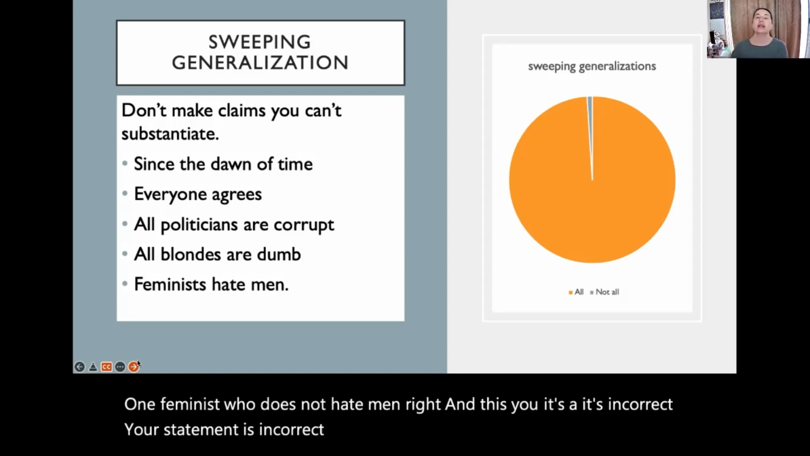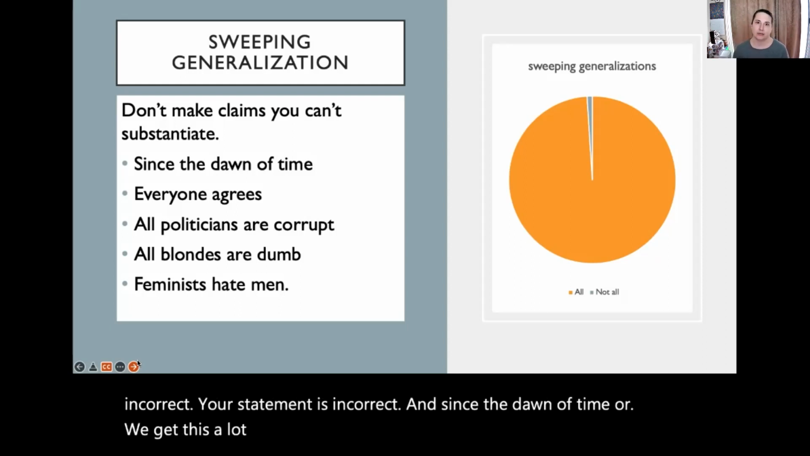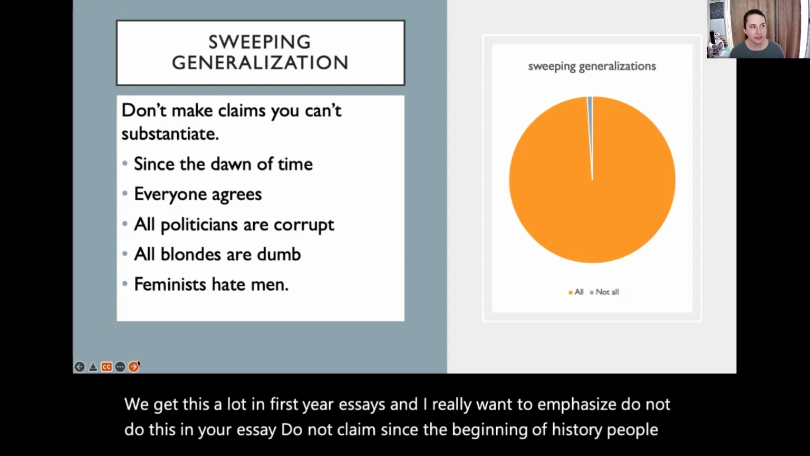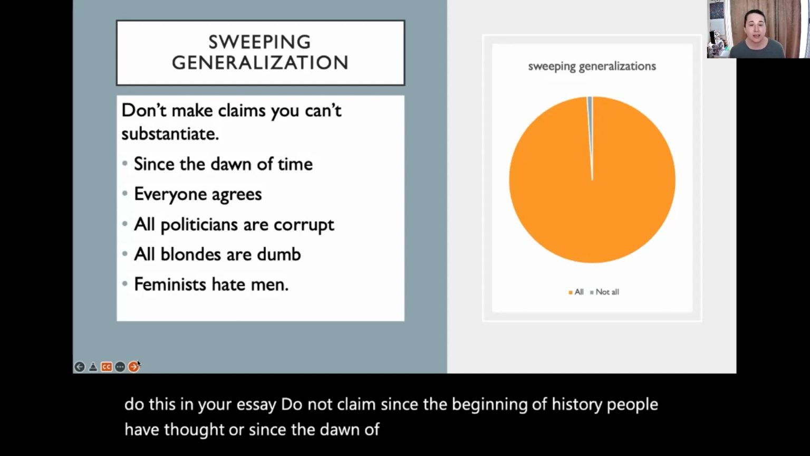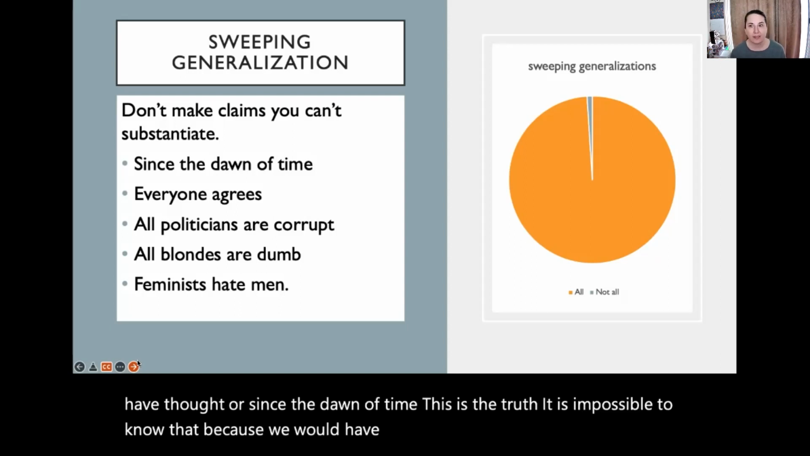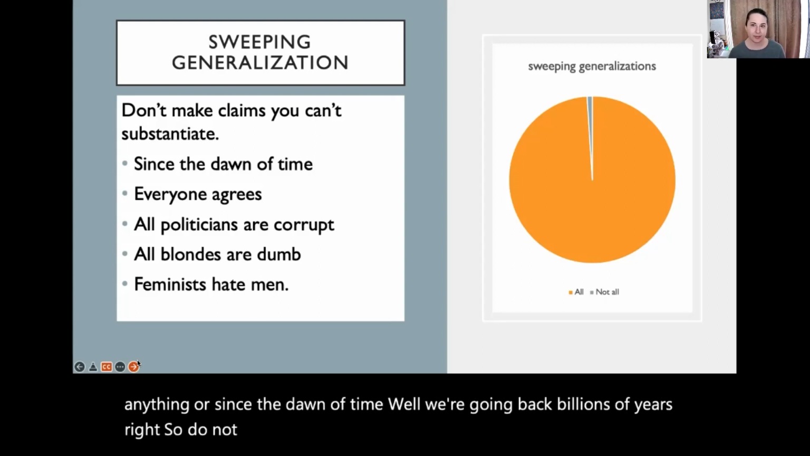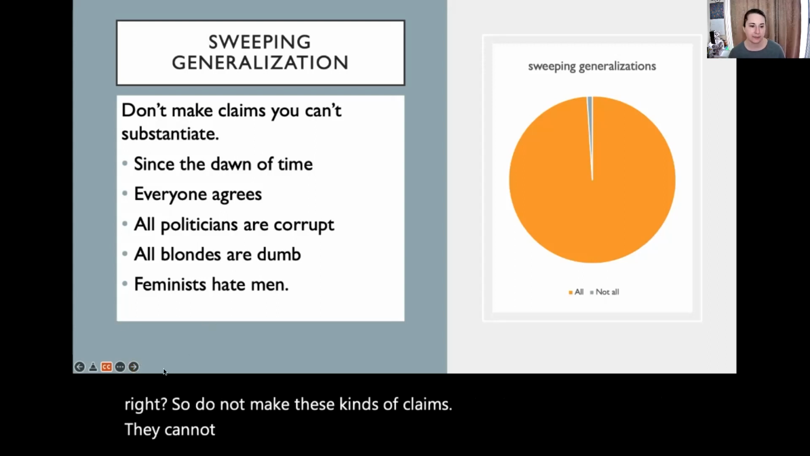And since the dawn of time, we get this a lot in first year essays, and I really want to emphasize, do not do this in your essay. Do not claim that since the beginning of history, people have thought, or since the dawn of time, this is the truth. It is impossible to know that, because we would have to know every person who ever thought anything. Since the dawn of time, well, we're going back billions of years, right? So do not make these kinds of claims. They cannot be substantiated.